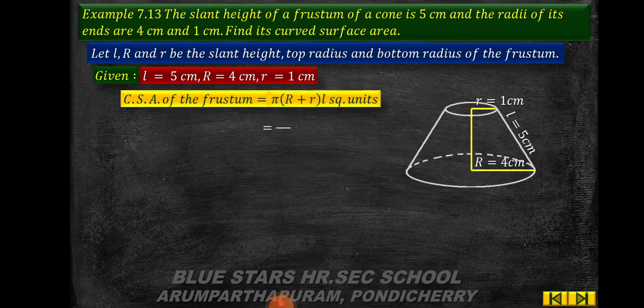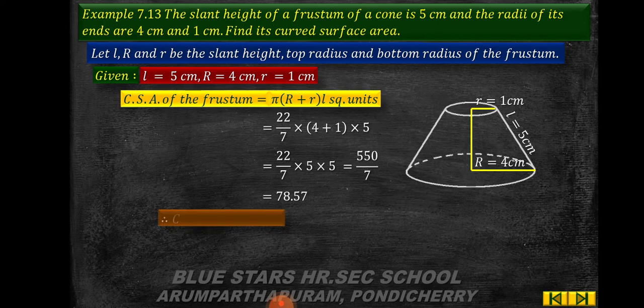CSA of a frustum is equal to pi into capital R plus small r into L square units, which is equal to 22 by 7 into 4 plus 1 into 5, which is equal to 22 by 7 into 5 into 5, which is equal to 550 by 7, which is equal to 78.57. Therefore, CSA of the frustum is equal to 78.57 centimeter square.